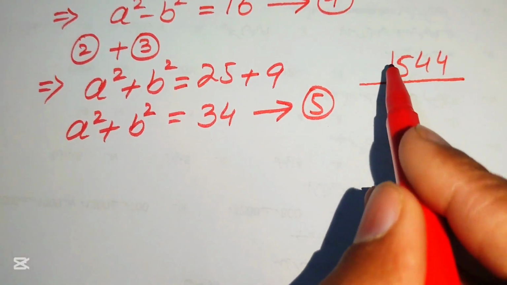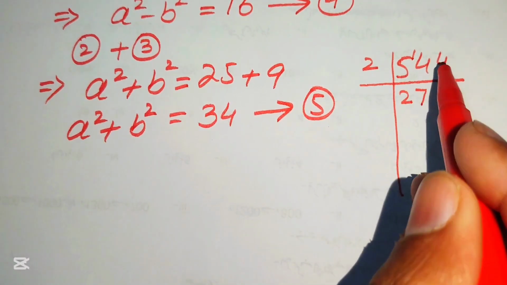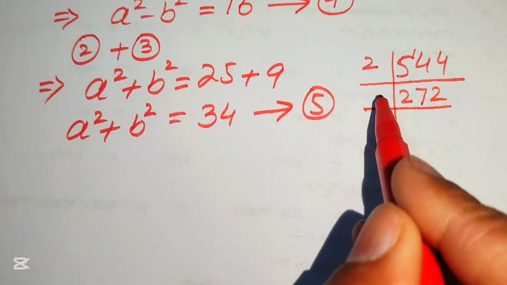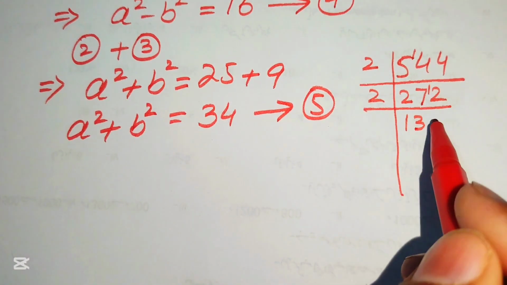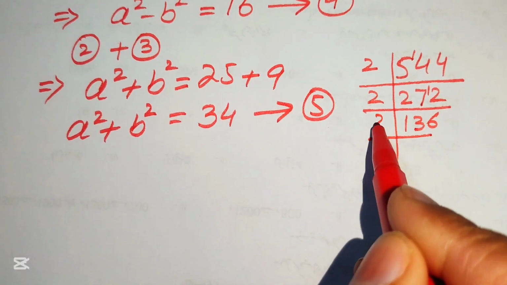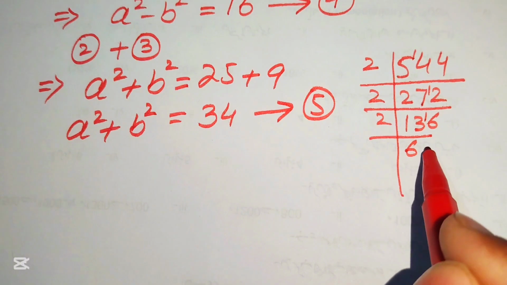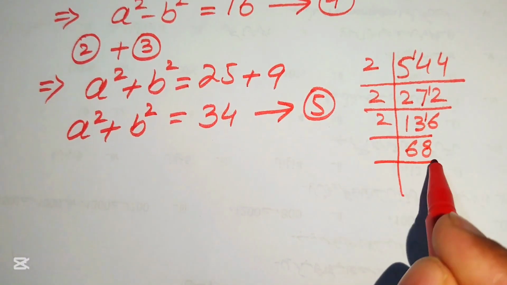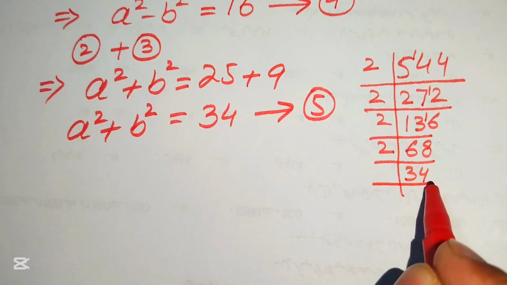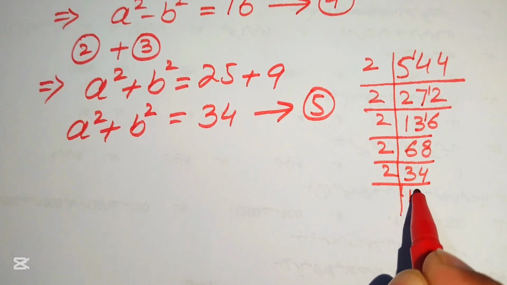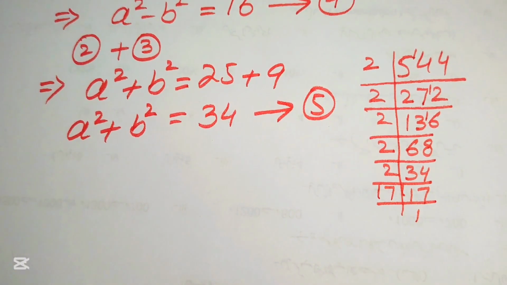Now we divide it by 2: 2 2s are 4, we carry 1, 2 7s are 14, and 2 2s are 4. We again divide it by 2: 2 1s are 2, 2 3s are 6, we carry 1, 2 6s are 12, 2 6s are 12, we carry 1, and 2 8s are 16. We again divide it by 2: 2 3s are 6, 2 4s are 8, and 2 17s are 34, and 17 ones are 17.